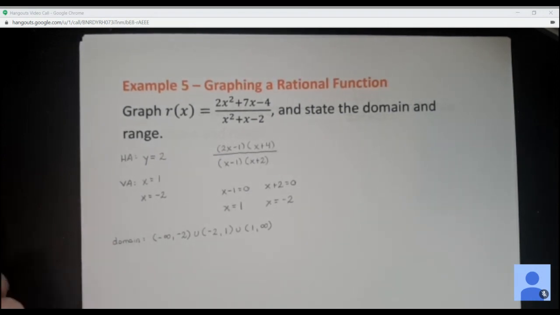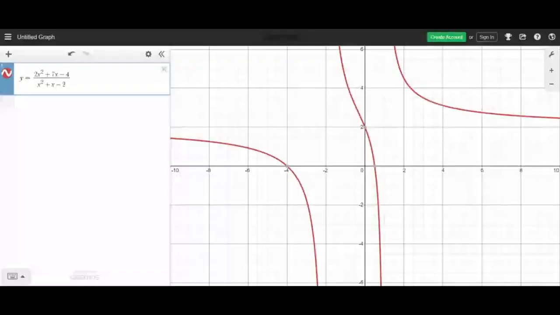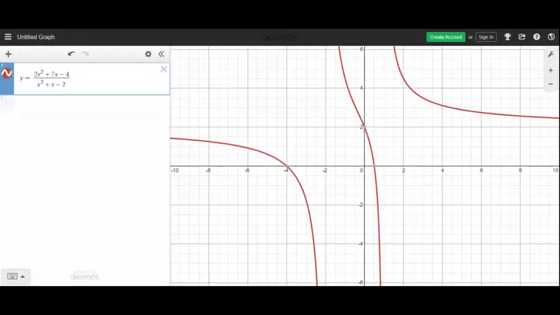Again, I'll go ahead and graph this so we can double check. You want to do that with me? That's fine. Share this. All right, so there's our graph.